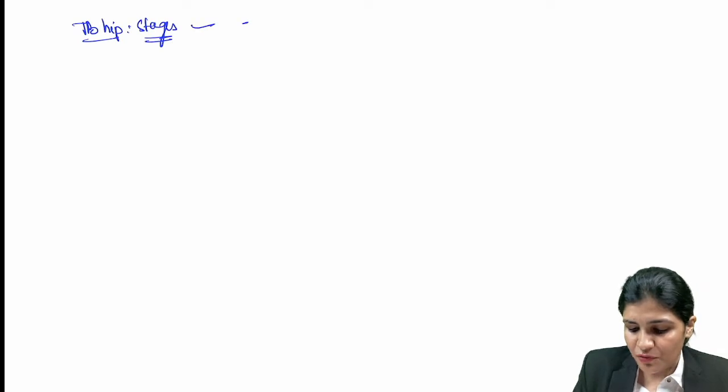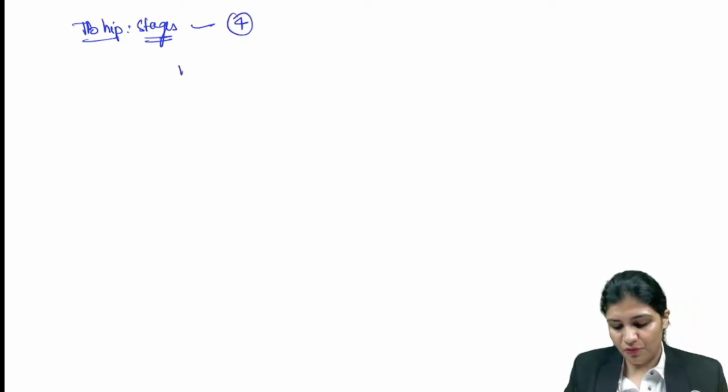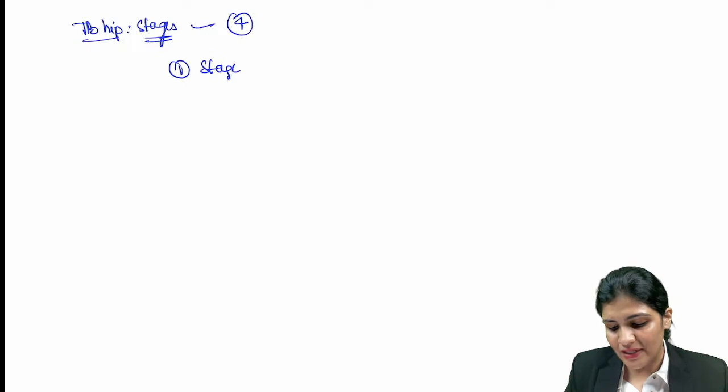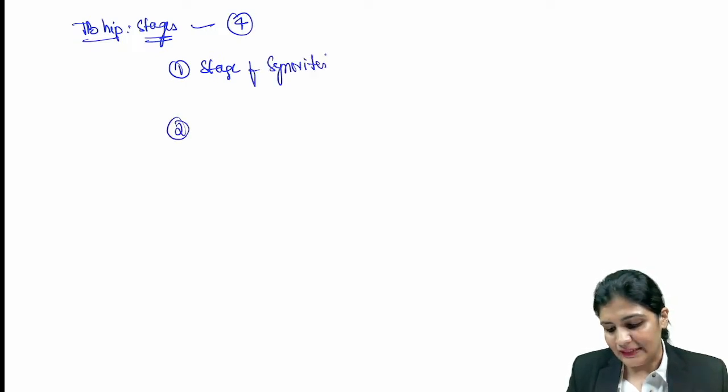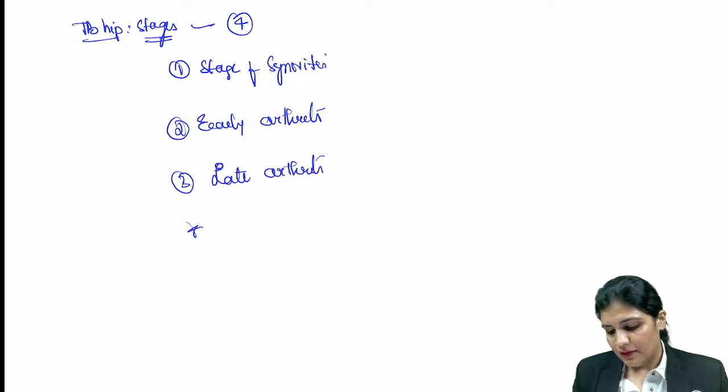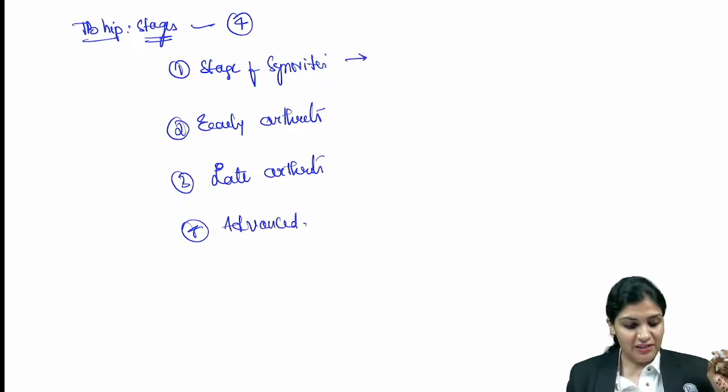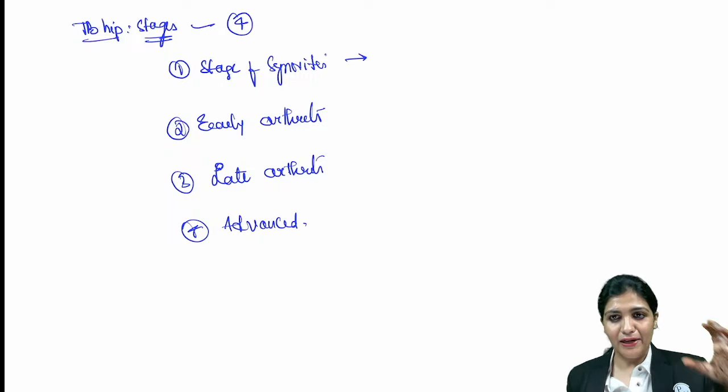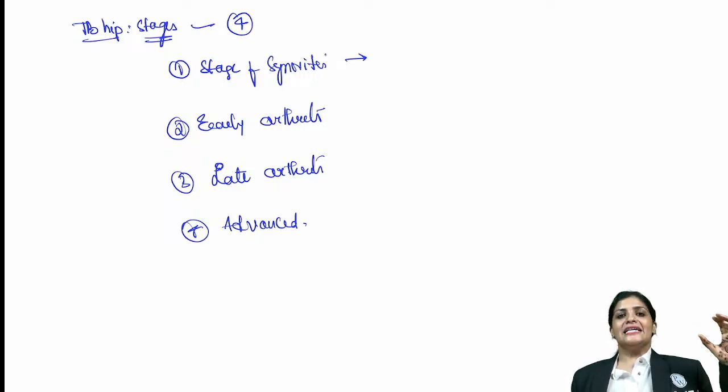So TB hip has 4 stages, as you all know: the stage of synovitis, then a stage of early arthritis, a stage of late arthritis, and advanced arthritis, right? So these are what you have to remember regarding the TB hip. And in these 4 stages, the first is synovitis. Whenever there is the word synovitis, that is the inflammation of the synovium of the joint.